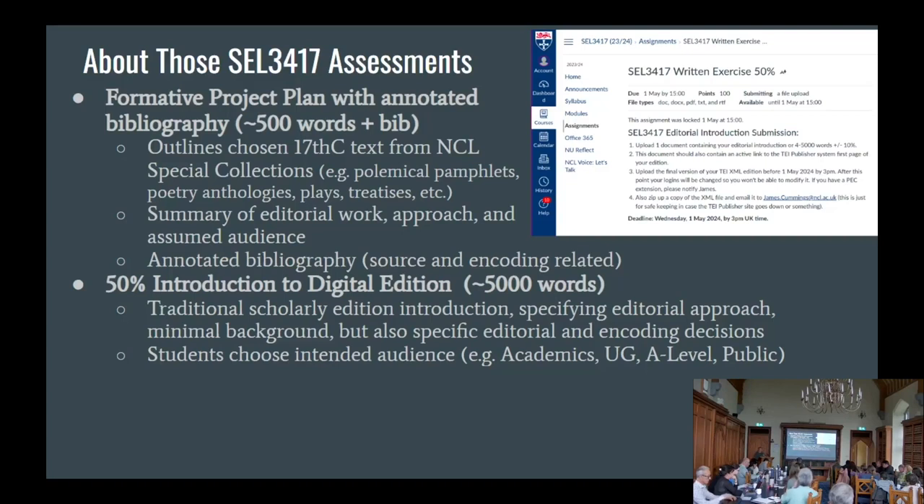Students choose the intended audience. They have free choice in who their edition is aimed at. Often they choose academics, and it's a typical scholarly digital edition then. About 40% of them choose an undergraduate audience, so they're basically creating it for themselves and people like them.